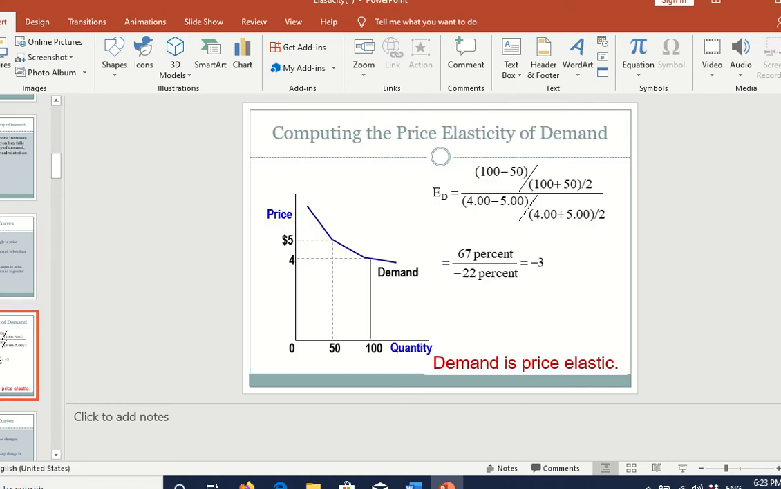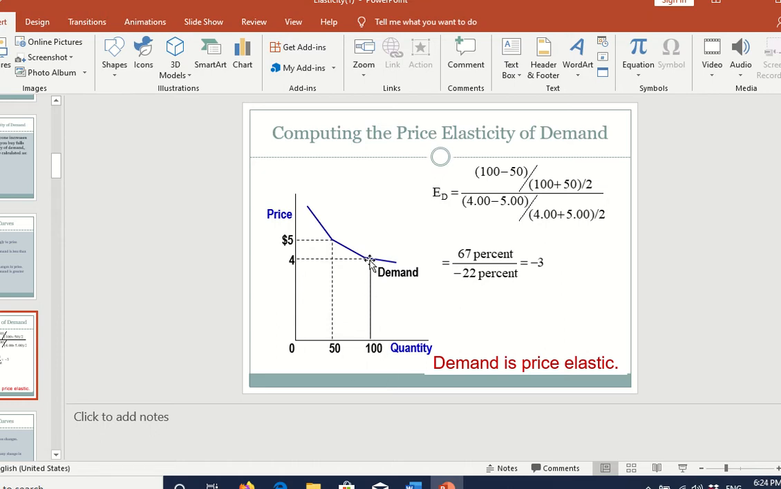So let's look at an example. I don't want you to pay too much attention to the calculation at this point. Okay? So the calculation is done for you. So initially, the price is at $5 and the quantity demanded is 50. So we are here. So for some reason the price drops to $4, okay? And accordingly the quantity demanded increases to 100 units.